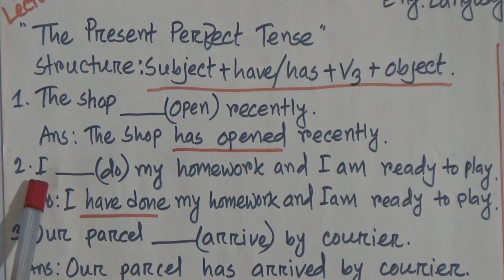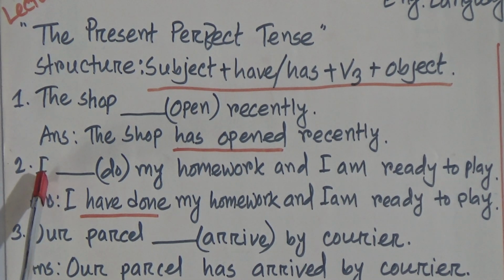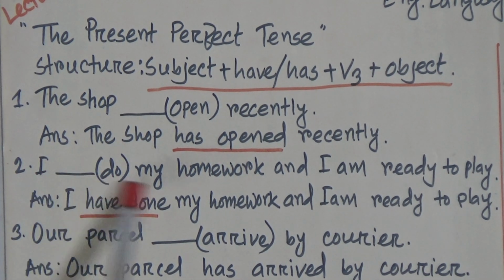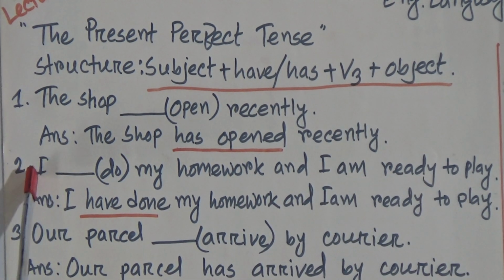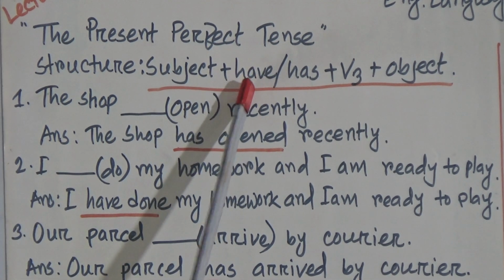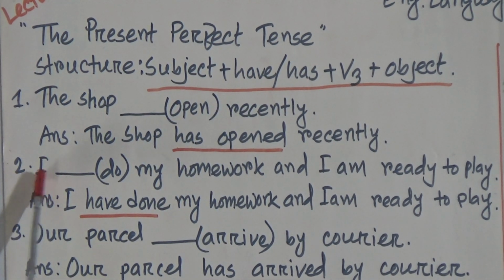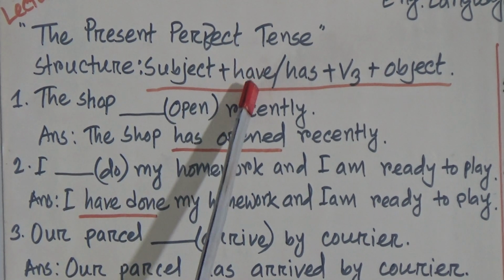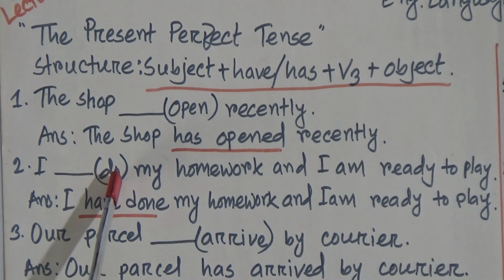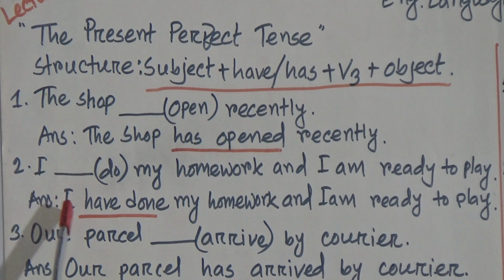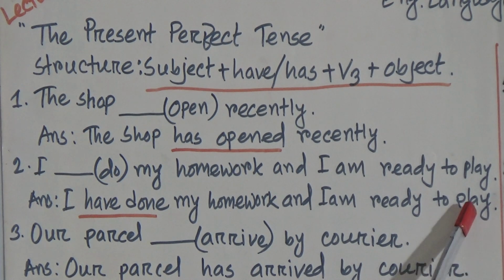Number 2. Subject I means first person. I gap do my homework and I am ready to play, okay? I means first person. So I told you before that when using first person as the subject we have to use have. I have, then do, did, done. The past participle form of the verb do is done. So the answer would be: I have done my homework and I am ready to play.